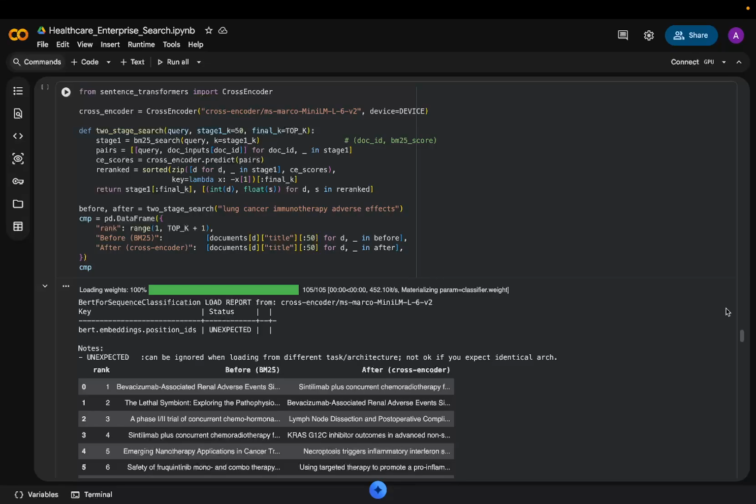We compared the quality of these 50 documents before and after the re-ranking process. The entire pipeline was built using Python, utilizing scikit-learn and TF-IDF vectorizer, alongside the sentence transformers library. Specifically, we used the all-MiniLM-L6-v2 model for generating embeddings and the MS MARCO MiniLM-L6-v2 cross encoder for the final re-ranking stage.